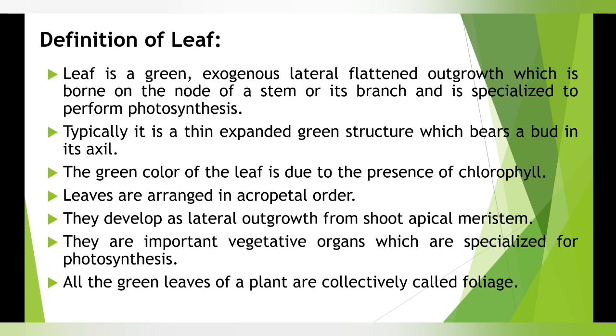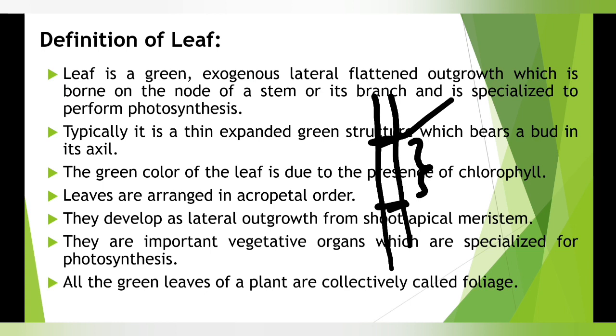At first, it is the definition of leaf. What is leaf? Leaf is a green, exogenous, lateral, flattened outgrowth which is born on the node of the stem. Suppose it is a stem, it has node and internode. This is node and this is internode. From this node, the leaf is originated.